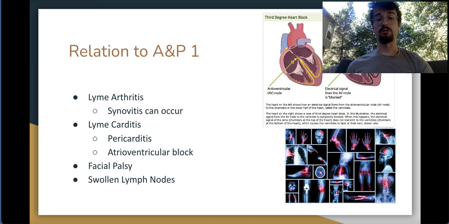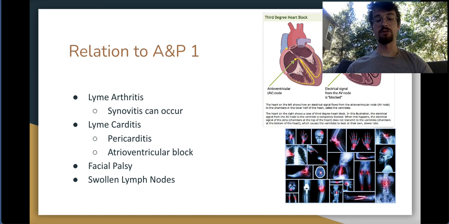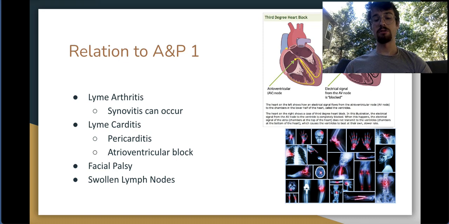We discussed how neurons send action potentials to control muscle cells. Facial palsy occurs due to an invasion of Borrelia burgdorferi into the brain, causing swelling in the cranial nerves, inhibiting neurons from sending these action potentials to muscle fibers.